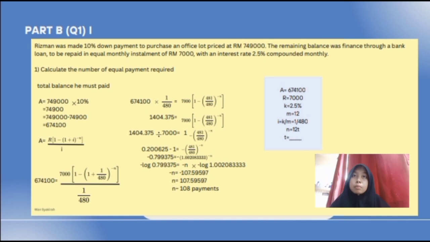Then 7,000 we bring to the other side. So 1,404.375 divided by 7,000 equals 1 minus (481 per 480) power negative N. And then we get 0.200625. 1 we bring to the other side, and then we get 0.200625 minus 1 equals minus (481 per 480) power negative N. So we get negative 0.799375 equals (1.00208333) power negative N.